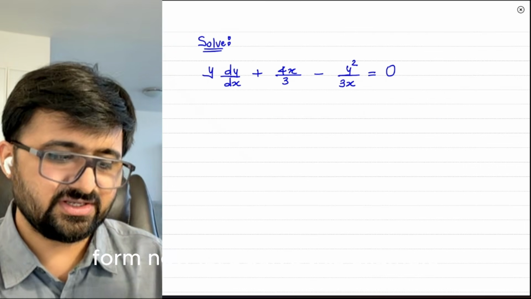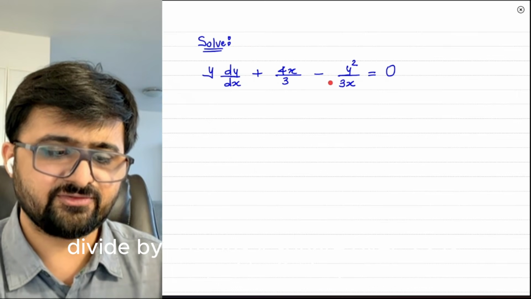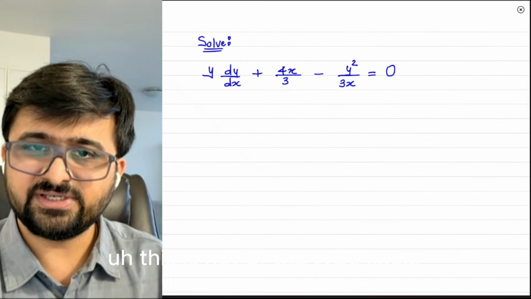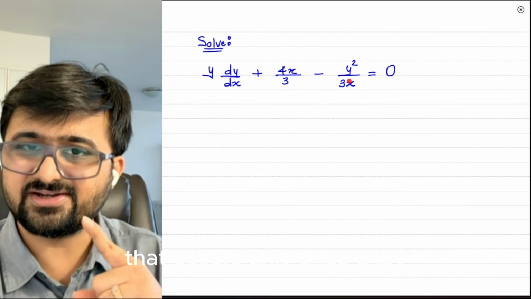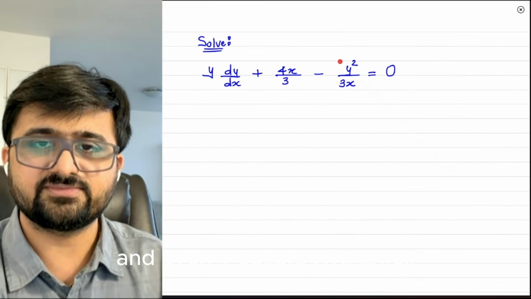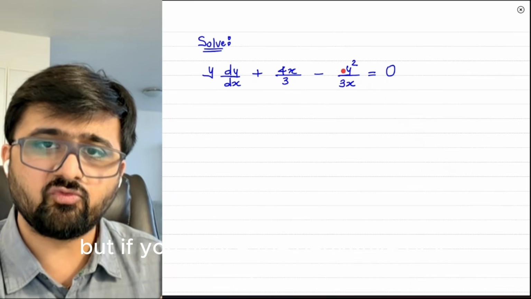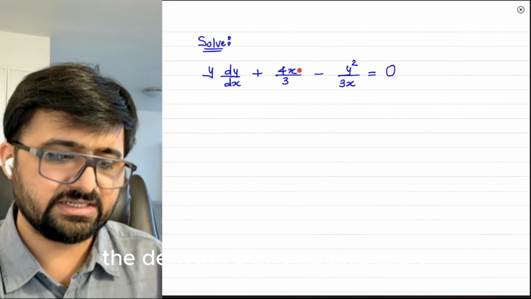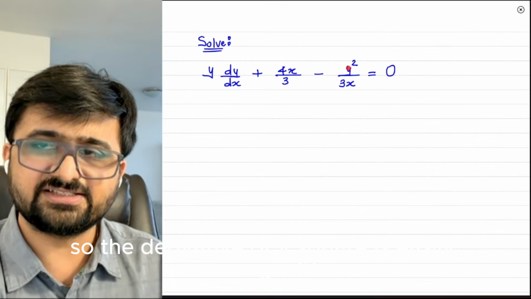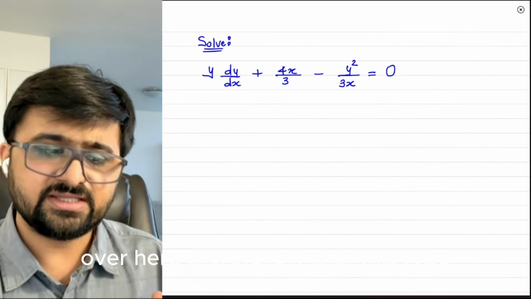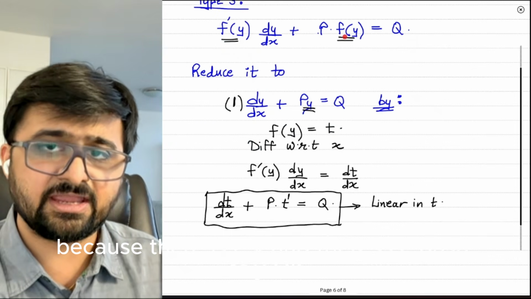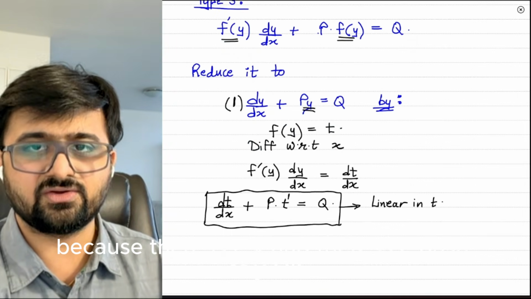Now let's solve this example: dy/dx plus 4x/3 minus y^2/(3x) is equal to 0. This is not of the linear type because there is not a single variable here that occurs only once. There is x which occurs two times and even y occurs two times. But if you notice, the derivative of y^2 is 2y, and there is a y present, so the derivative of y^2 is easily manageable over here. Therefore, it is of this type, because there is f(y) and there is f'(y).